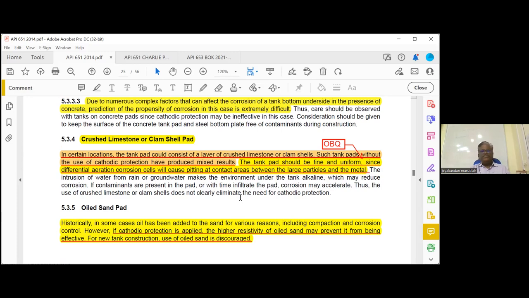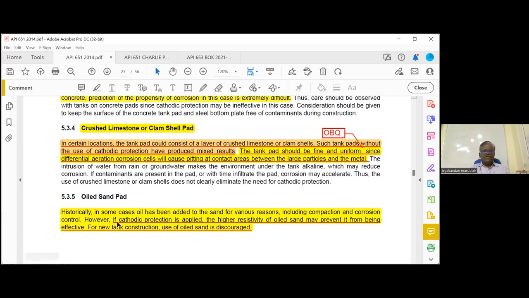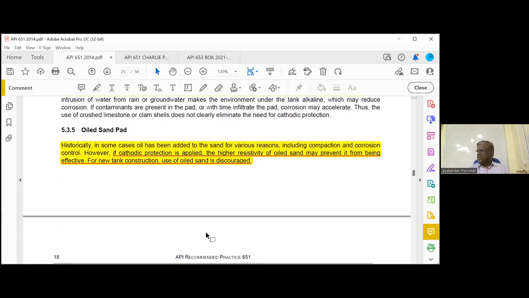Then oiled sand. Highlight the second line: if cathodic protection is applied, the higher resistivity of the oiled sand may prevent it from being effective. For new tank construction, use of oiled sand is discouraged. Use of asphalt pad is also discouraged. Because of the resistivity, there will be no current flow. Because they have high resistivity, the corrosivity will be less. But if you are using oiled sand, then don't go for cathodic protection, because cathodic protection will not work effectively.